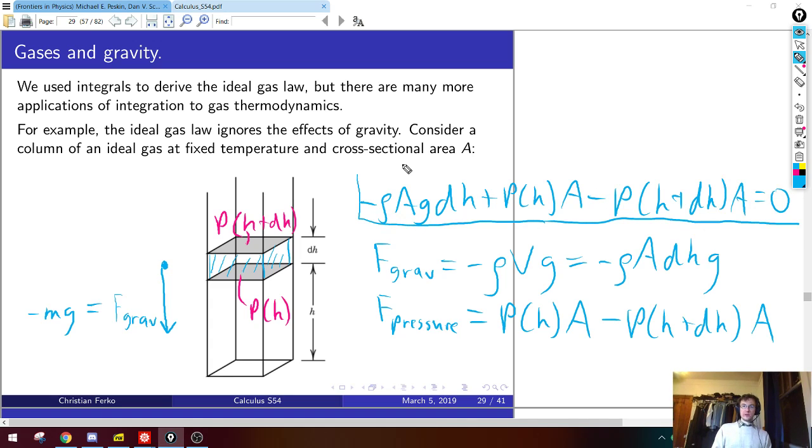This is Newton's second law. We're just saying add up all the forces on this guy. It should be 0 because the gas is not accelerating. And there are three forces: gravity pulling it downwards, gas below it pushes up, gas above it pushes down. Okay, questions on that stuff? No, this is clear. Okay.